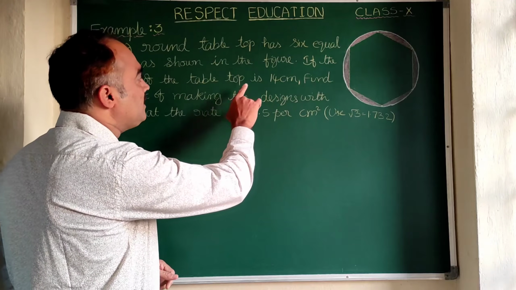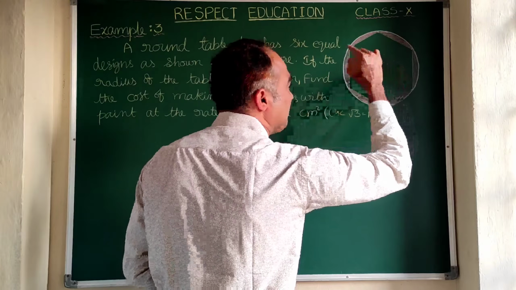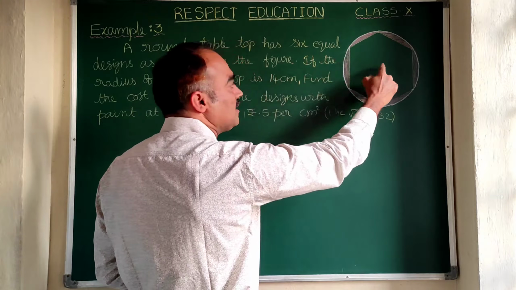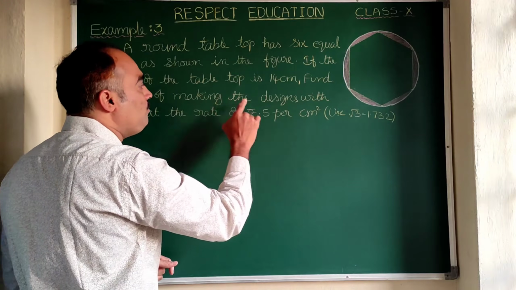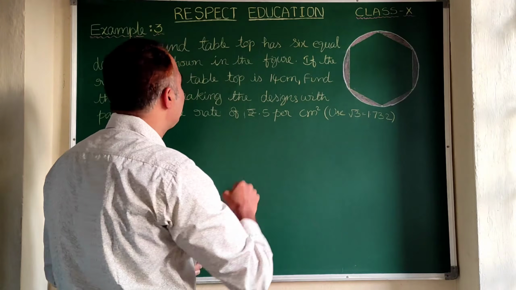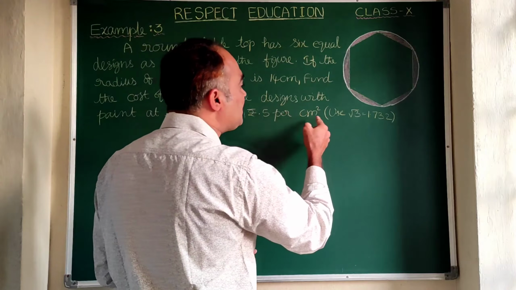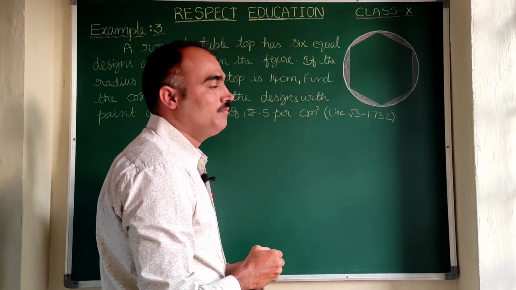If the radius of the tabletop, as it is in the shape of a circle, is 14 centimeter, then find the cost of making the designs with paint at the rate of 5 rupees per centimeter square. Use root 3 is equal to 1.732.